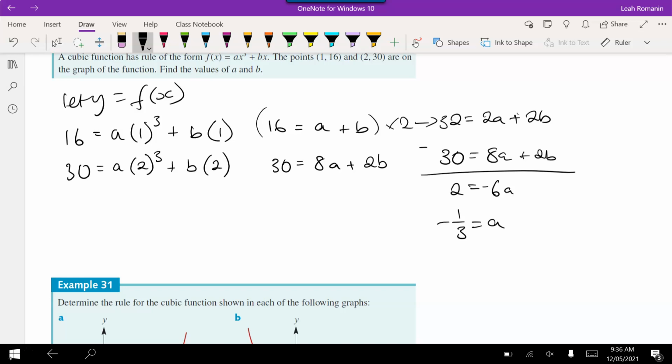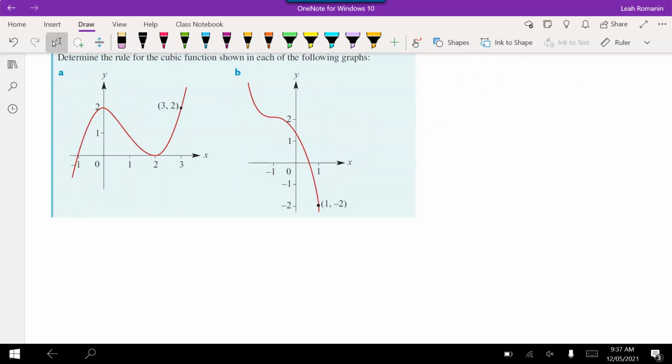Now I'm going to substitute in my b. So finding my b, I'm going to pick my simple equation that I had at the beginning. So 16 is equal to a plus b. Subbing in my a, I've got 16 is equal to negative 1/3 plus b. So 16 plus 1/3 is equal to b. So b is going to be equal to 49 over 3. Standard simultaneous equations. The ones I really want to focus on is these two.